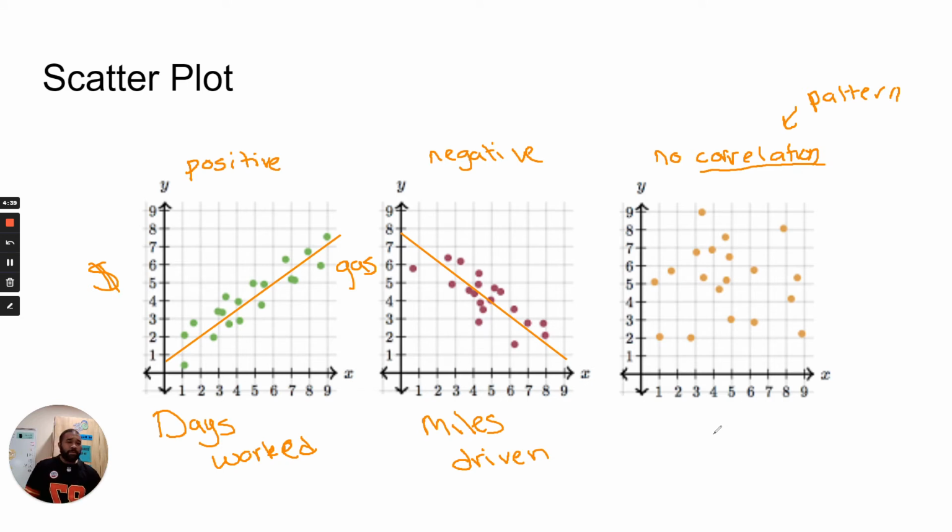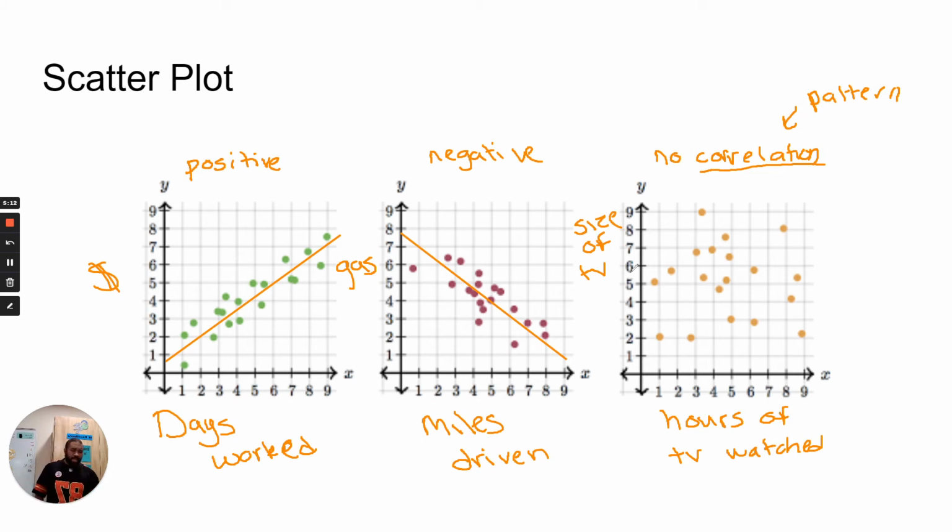The last one is no correlation, or something that has no pattern. An example of this might be hours of TV watched and the size of the TV. If you watch the TV for more hours, it doesn't start growing. There's no relationship between how large the TV is and how much you watch it.